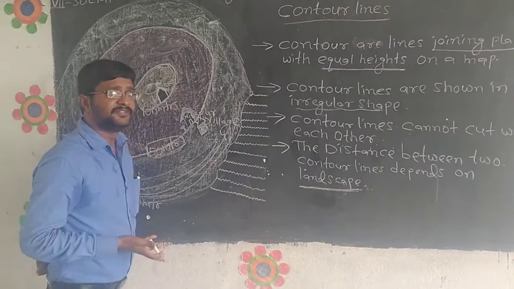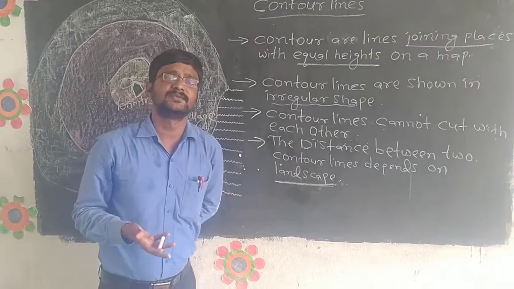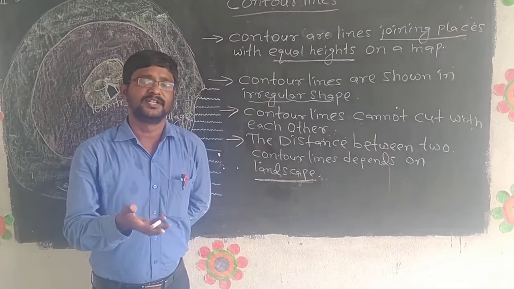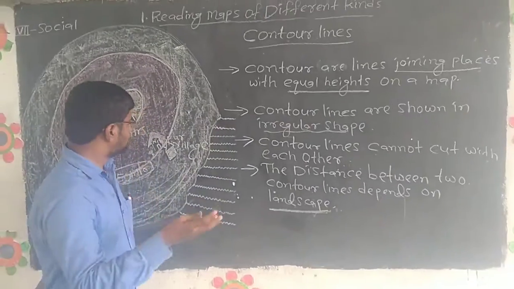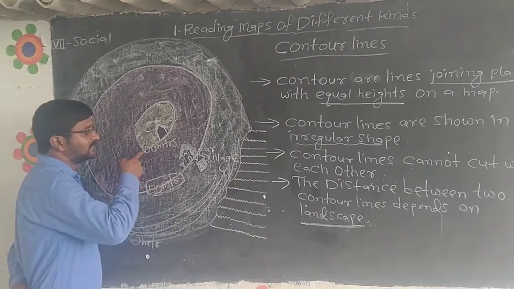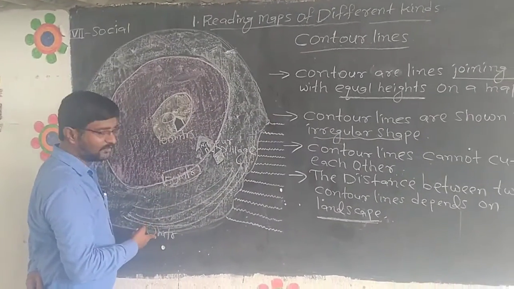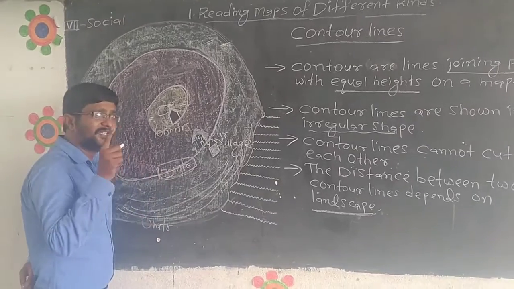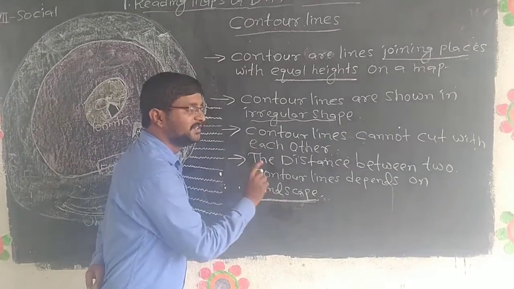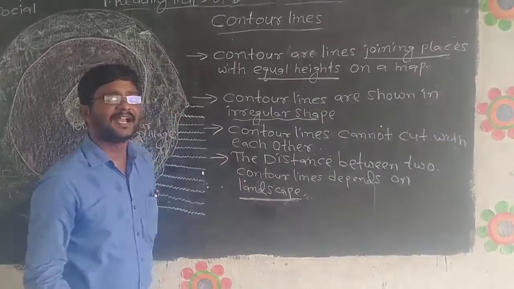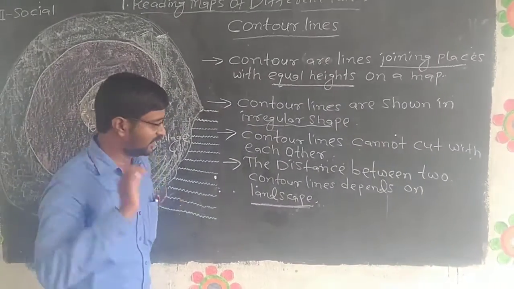Landscape means, in the previous class only I told, we have different kinds of landforms like mountains, plateaus, plains. So here, this is 50 meter contour line, this is 100 meter contour line, and this is 0 meter contour line. So the distance between two contour lines depends upon the landscape. So how? Let us see.